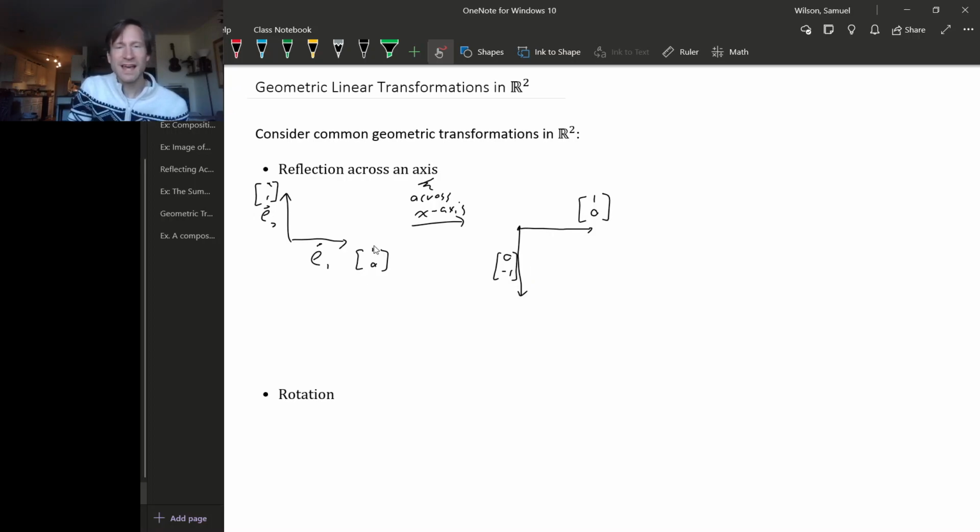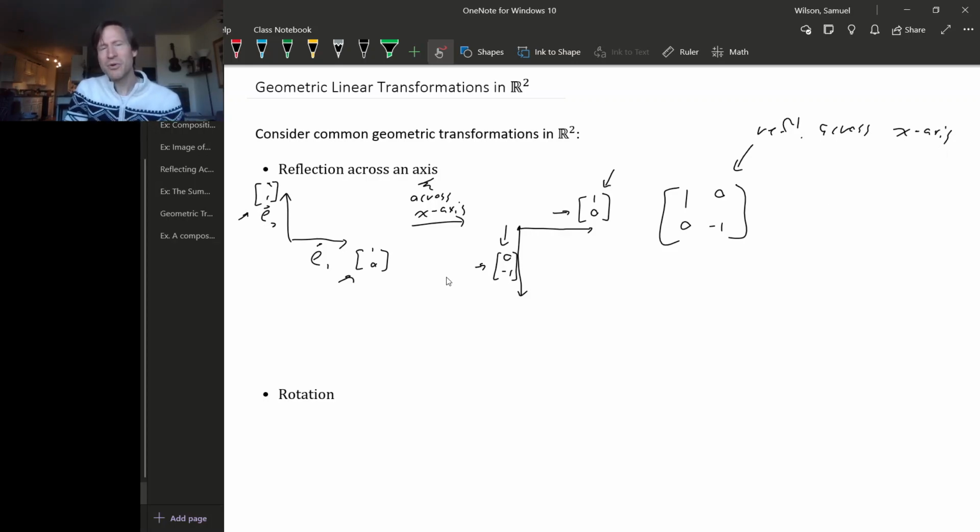But we've seen that if you want a matrix to represent a linear transformation, all you need to do is take the action of that linear transformation on the standard basis vectors, take the results, and put them all together into a matrix as columns. So this will give us the matrix whose first column is the first output, which is 1, 0, and whose second column is the second output, which is 0, minus 1. So this matrix represents reflection across the x-axis.